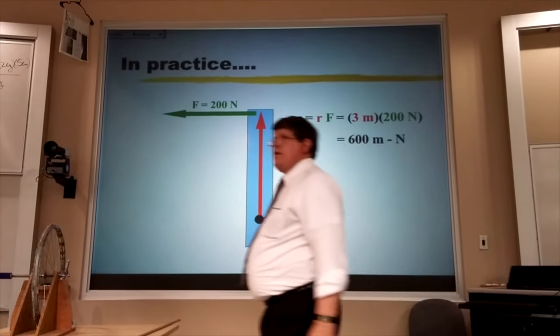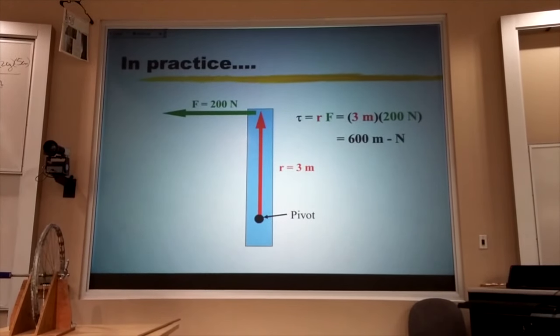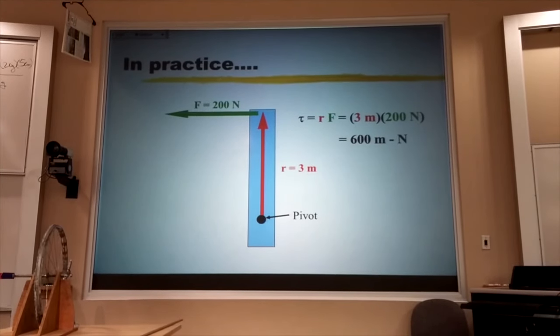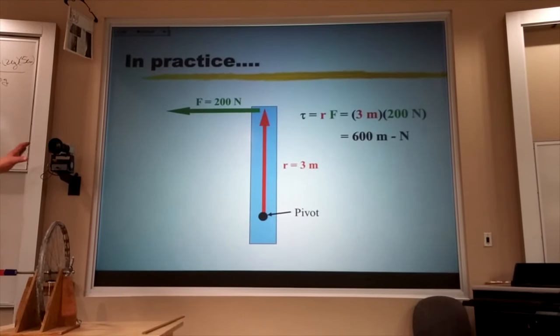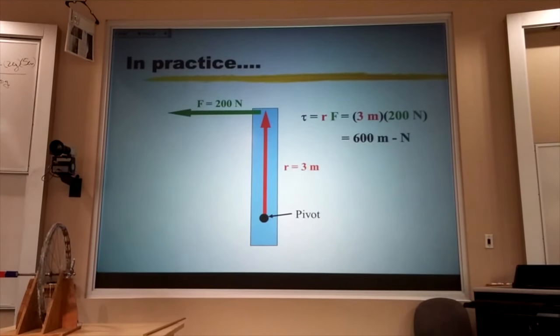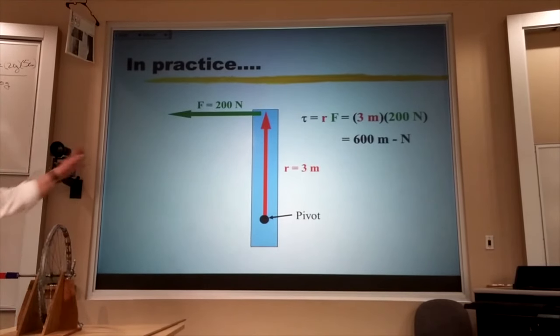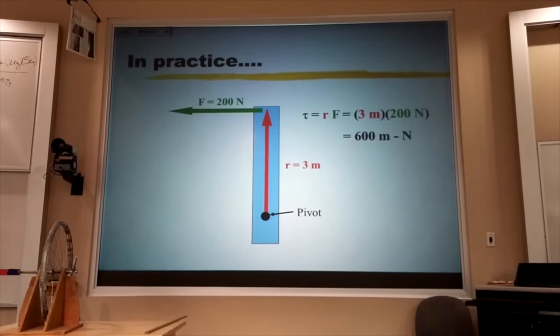Now, technically, I could call that 600 Newton meters, but I don't. I never do. I always call it meter newtons, because Newton meter has a different connotation. What's a Newton meter? Newton meter is a joule. That's the unit of energy, and this is different than energy. This is a different concept. And so I will always call that a meter Newton. Or in America, what do we call them? Foot pounds. Instead of meters, we have feet, and instead of newtons, we have pounds.